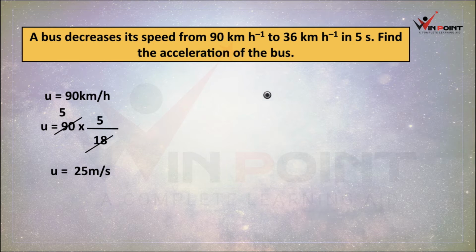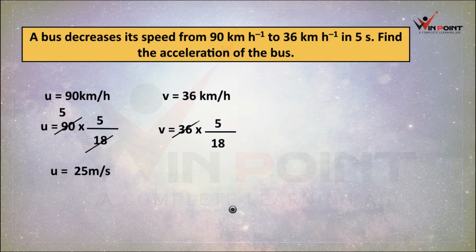Now we can go for the second one. Final velocity is 36 km per hour. v equal to 36 km per hour. The speed of the bus is decreasing from 90 km per hour to 36 km per hour, which means initial velocity is 90 and final velocity is 36. How can we convert this into meter per second? 36 into 5 upon 18. We can cancel this 18 and 36. It will be 2 into 5 equal to 10 meter per second. What is the time duration? 5 seconds. How can we find acceleration?